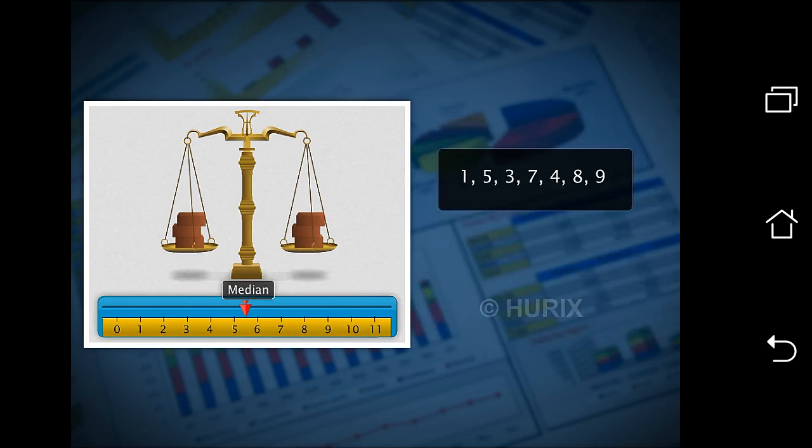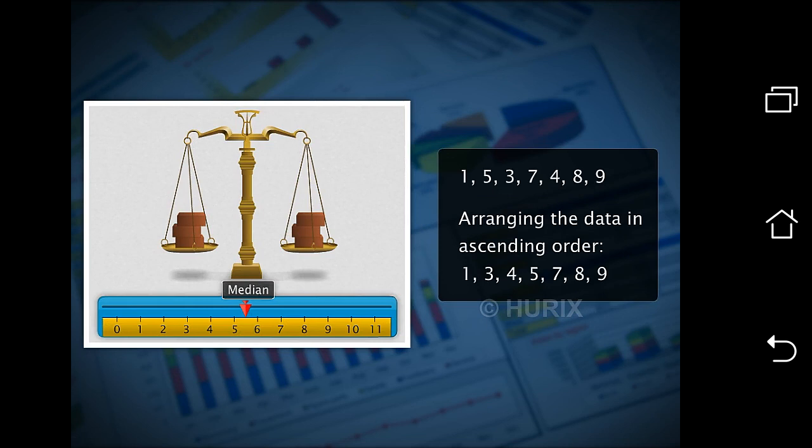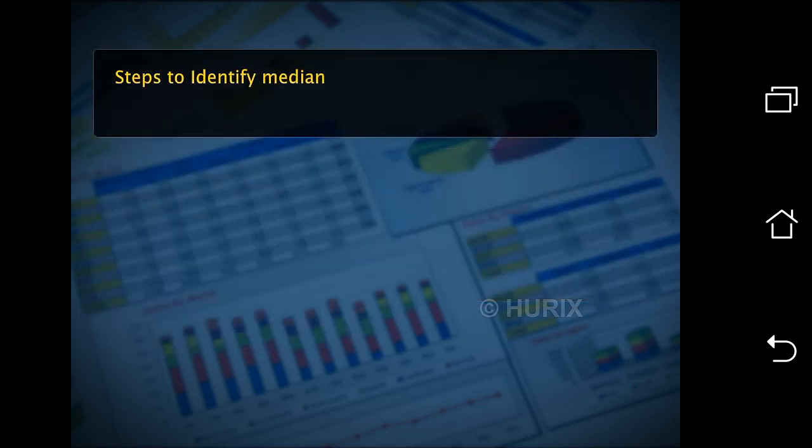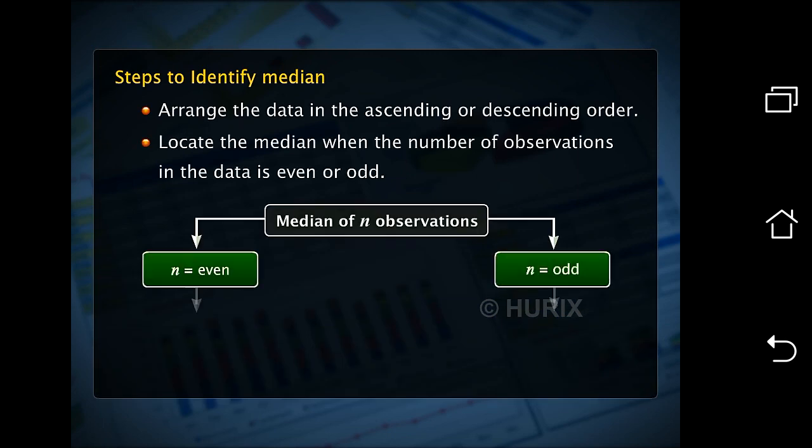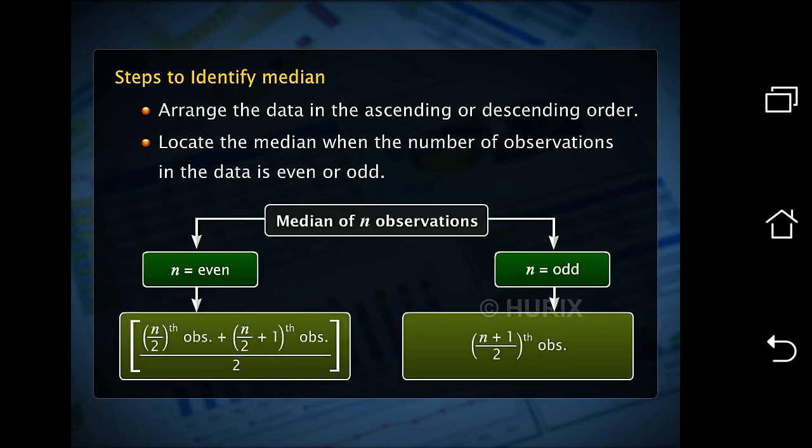If the data is arranged in the increasing or decreasing order of their magnitudes, a value that divides these ordered observations into two equal parts is called the median of the data. So, in order to identify the median for raw data, we first arrange it in the descending or ascending order. Then, depending on the number of observations to be even or odd, the median is calculated as the mean of n by 2th and n by 2 plus 1th observation, or n plus 1 by 2th observation.